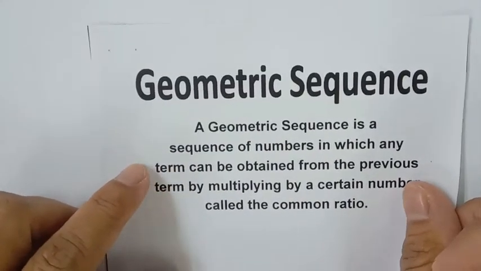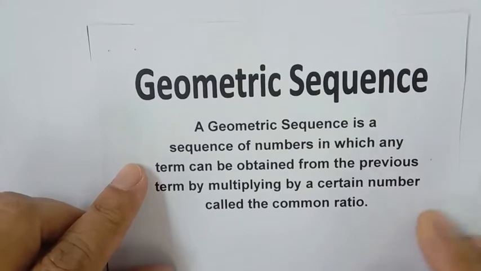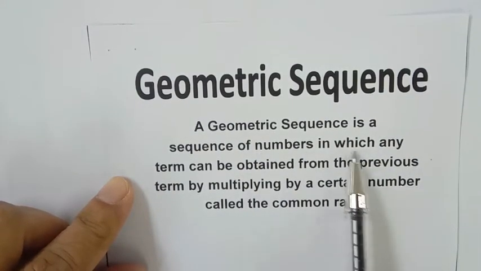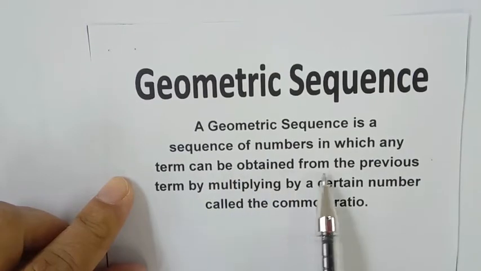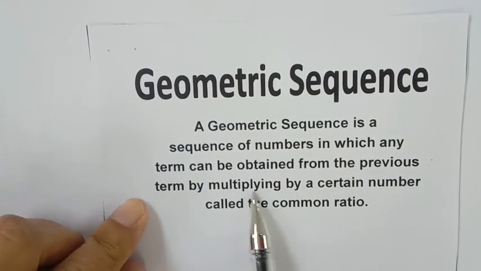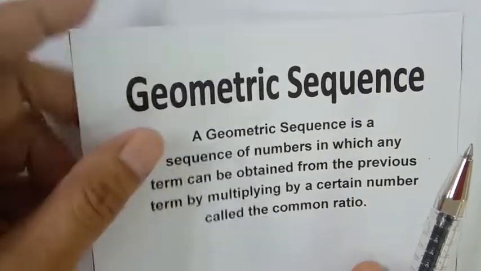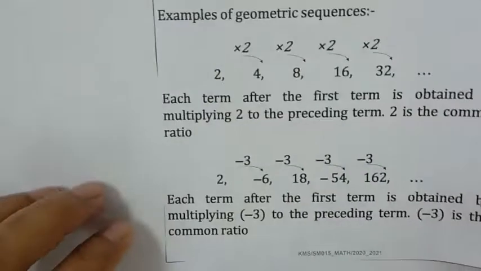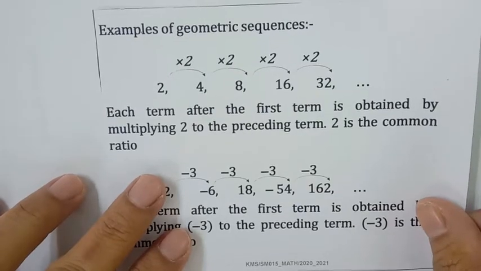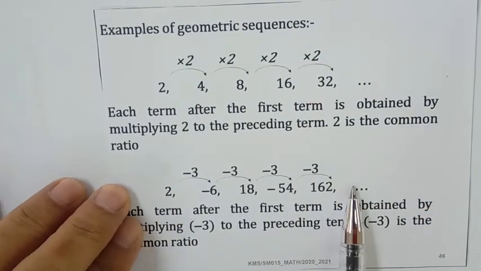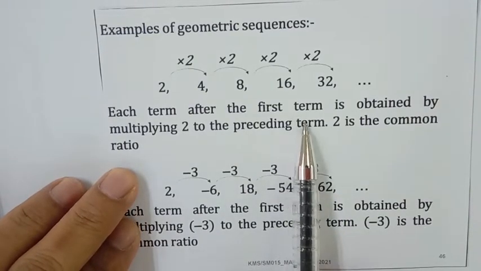Geometric sequence. A geometric sequence is a sequence of numbers in which any term can be obtained from the previous term by multiplying by a certain number called the common ratio. This is an example of a geometric sequence, so you can go through it on your own.